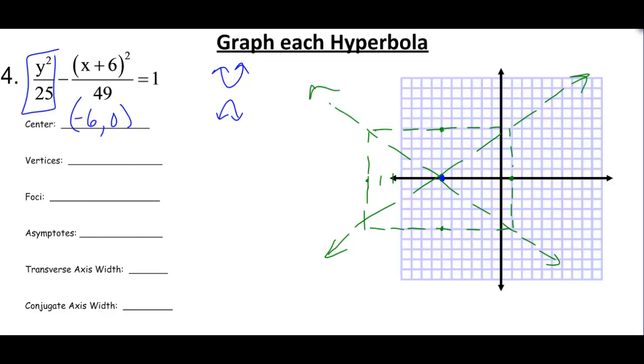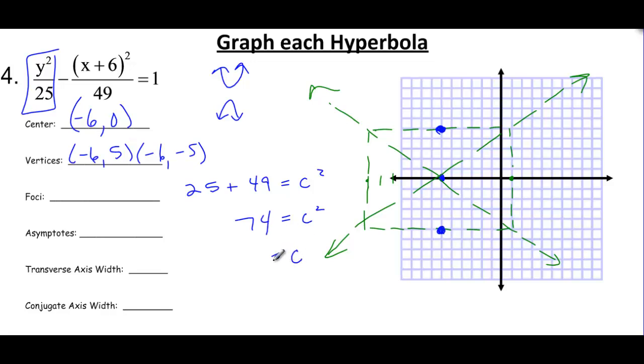I know this is an up-down hyperbola, so I know these 2 points are my vertices, which happen to be negative 6, 5, and negative 6, negative 5. Again, to find the foci, I'm going to take a squared and b squared, the order doesn't matter, to equal my c squared. So this is going to be 74, so c is equal to the square root of 74. If I try to break that down, that's 2 times 37, which are both prime, so I can just leave it as the square root of 74.